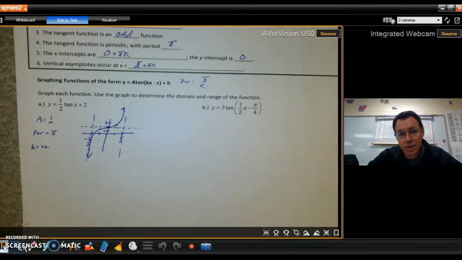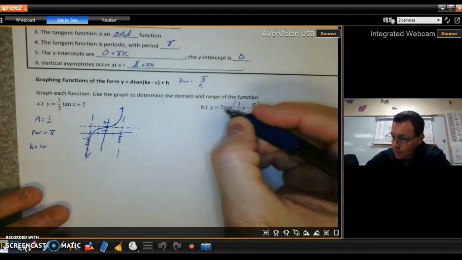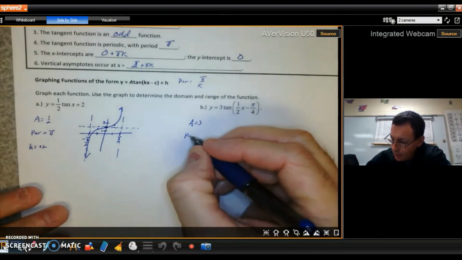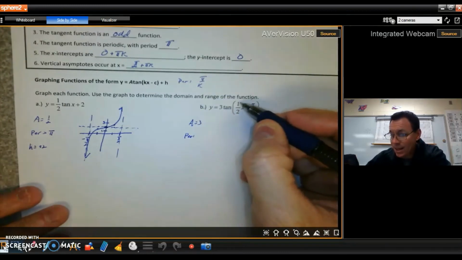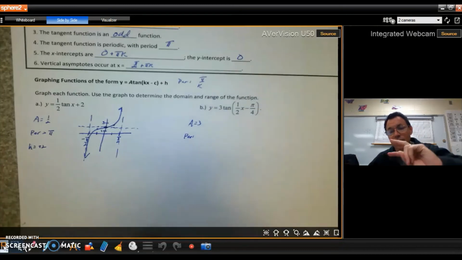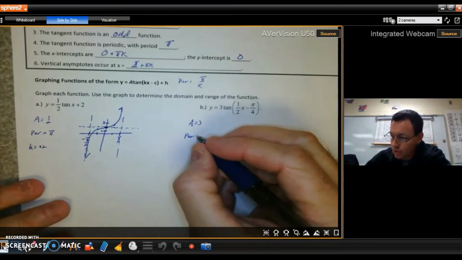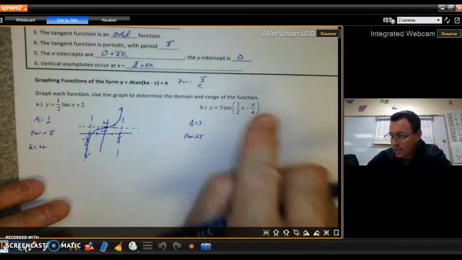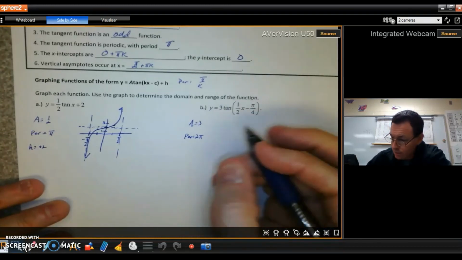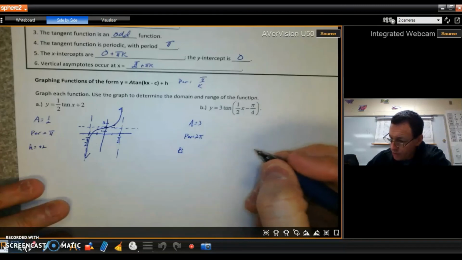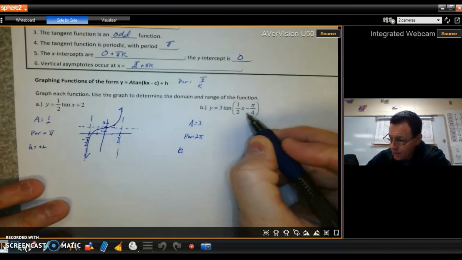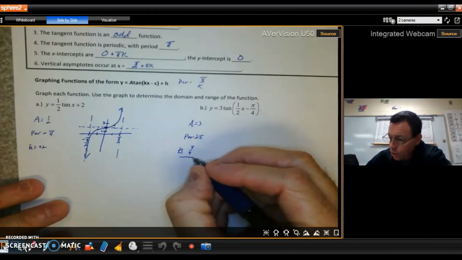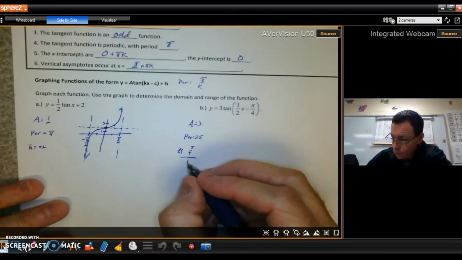Okay, look at the last one. What do we got? We got amplitude, 3. We've got a period of pi over 1/2. Well, dividing by 1/2 is the same as multiplying by 2, so 2 pi. This one does not have a vertical shift. It has a phase shift. Okay, phase shift is the opposite of this. So pi over 4 over this, 1 over 2.